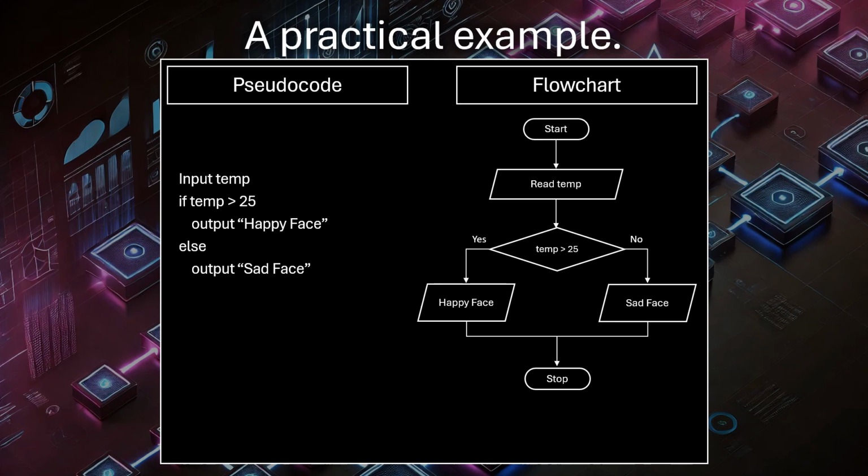Depending on the temperature value the algorithm outputs a sad or happy face. The pseudocode uses the if clause to output a happy face when the temperature is in fact above 25 degrees. The flowchart uses the yes arrow for this purpose. The pseudocode then uses the else clause to represent when the temperature is not above 25 degrees, while the flowchart uses the no arrow for this purpose, both outputting a sad face in this case.